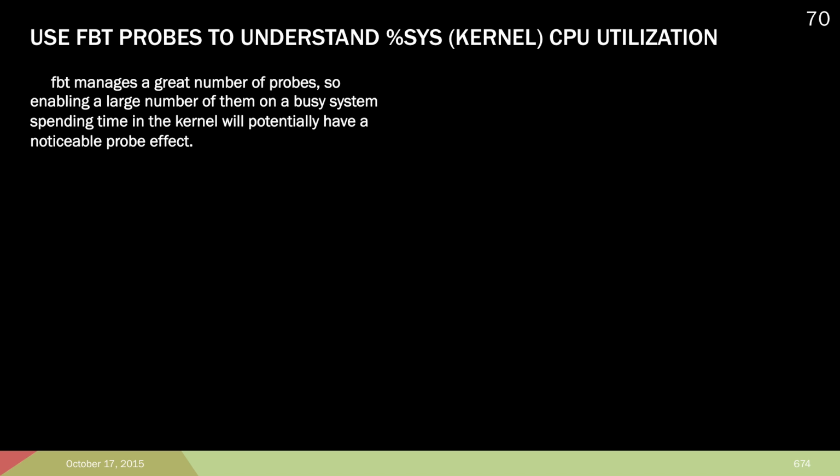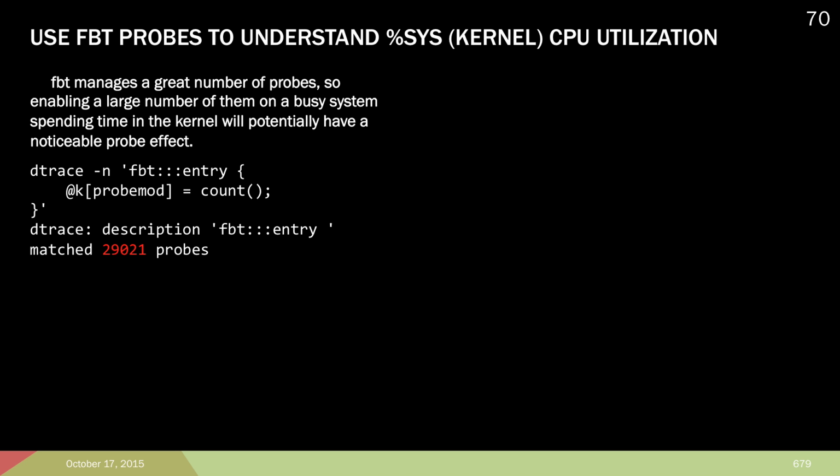Okay, FBT manages a great number of probes, so enabling a large number of them on a busy system spending time in the kernel will potentially have a noticeable probe effect. Here we execute our clause every time we enter a kernel function. When we start the script, we match 29,000 probes.